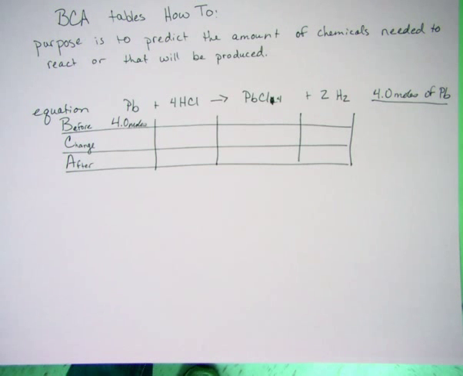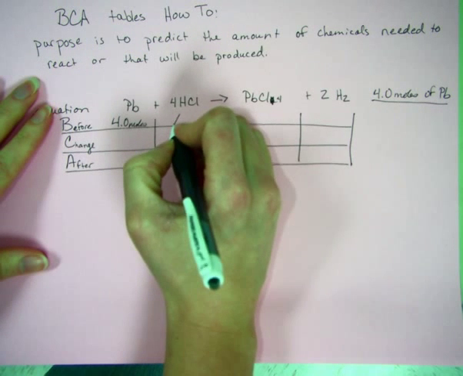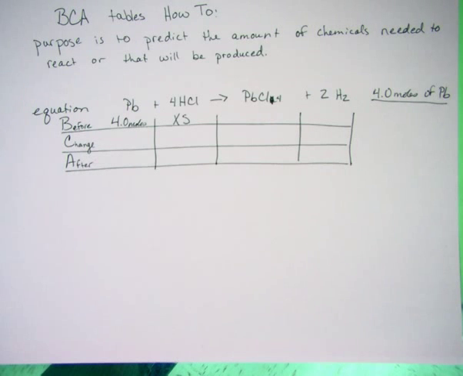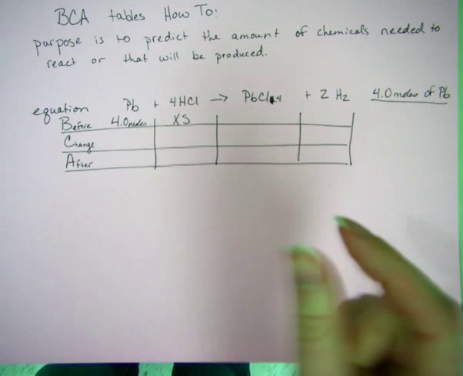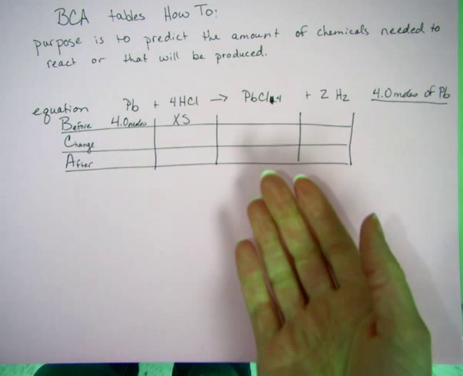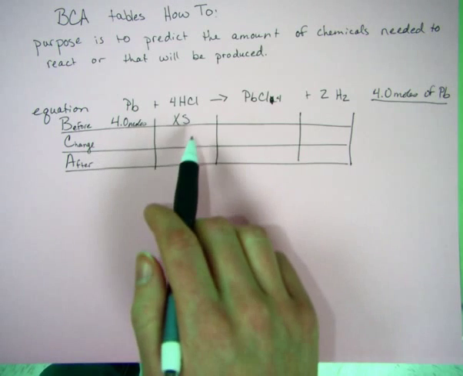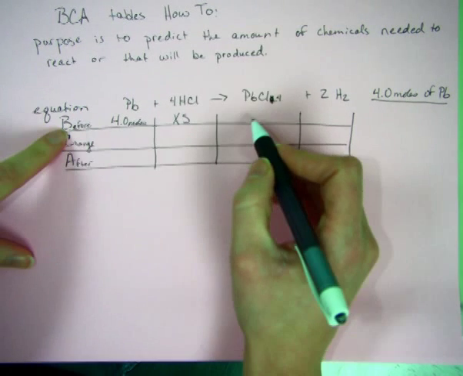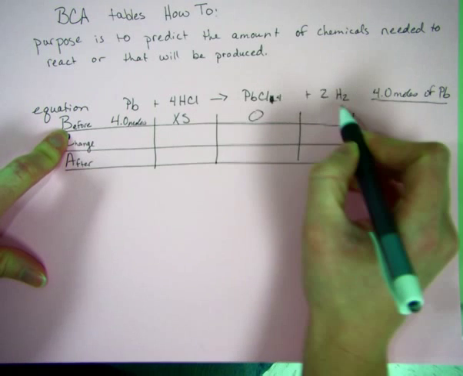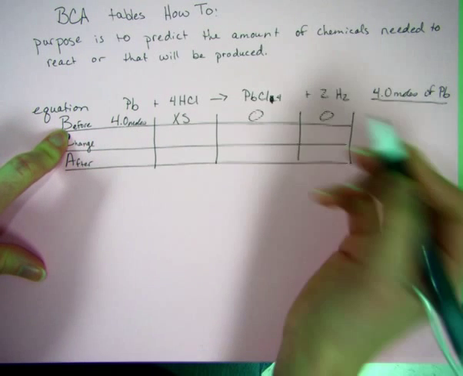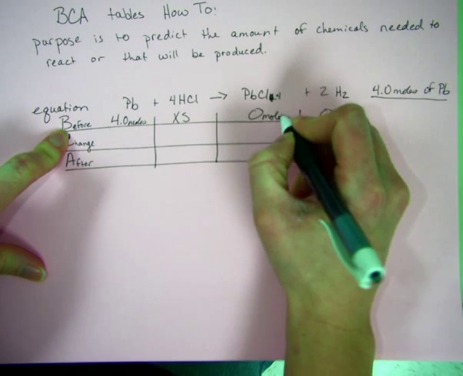We were not given any information about the HCl, so that is excess. Okay, I would imagine what is happening with this reaction is that they're taking little pieces of lead and they're just plopping it into a container of HCl and letting it react. You will have some HCl left over, right? Since this is before the reaction, we haven't actually reacted anything yet, gotten any products, so those are both 0 moles.